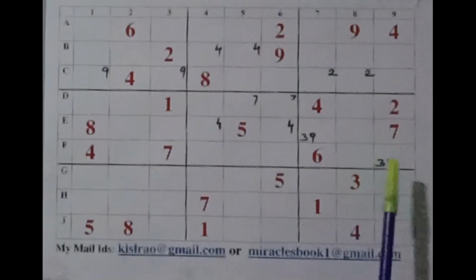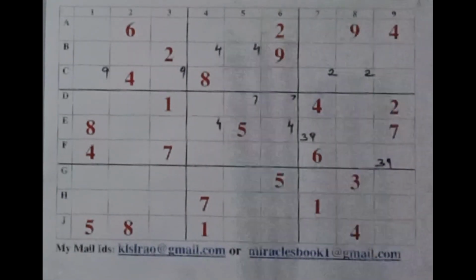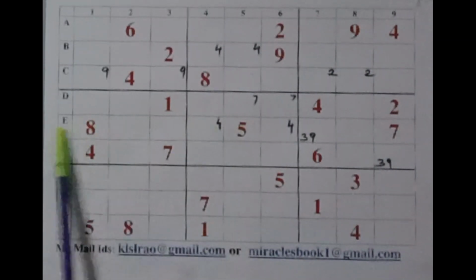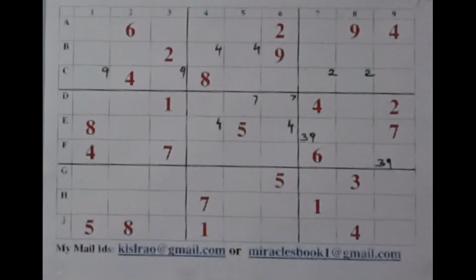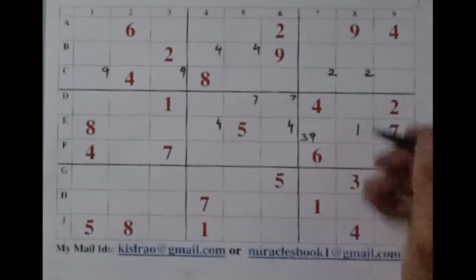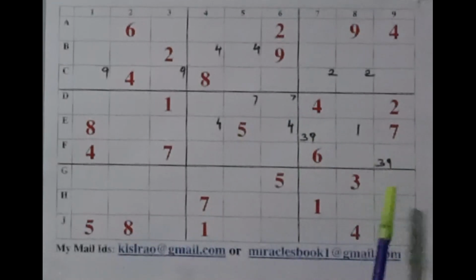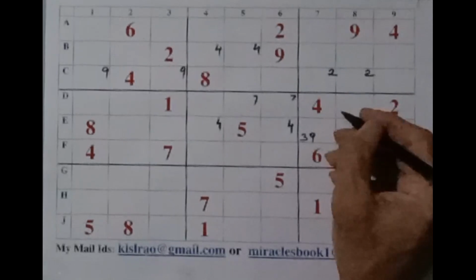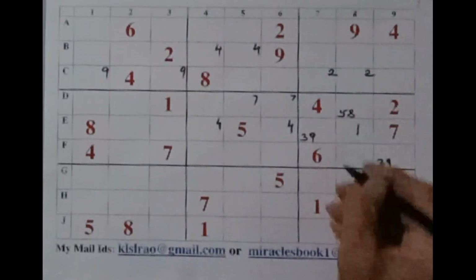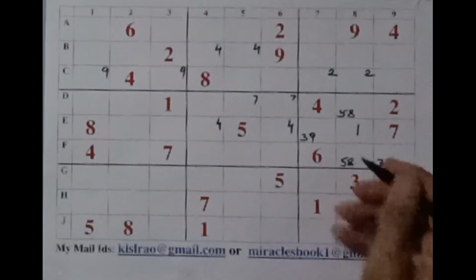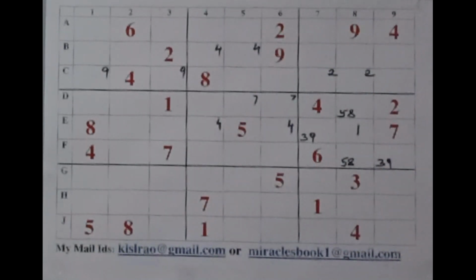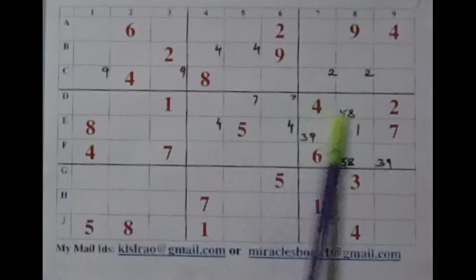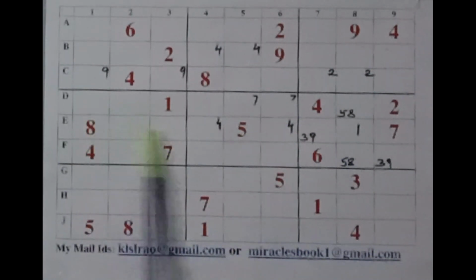Now look at these 3 cells. We need number 1, 5 and 8 to complete this box. But we find number 5 and 8 here, in the same row. That means number 1 is the number which has to take this position as per our 2 by 3 trick, and these 2 places are for the pair of 5 and 8. 5 and 8 here and 5 and 8 here.